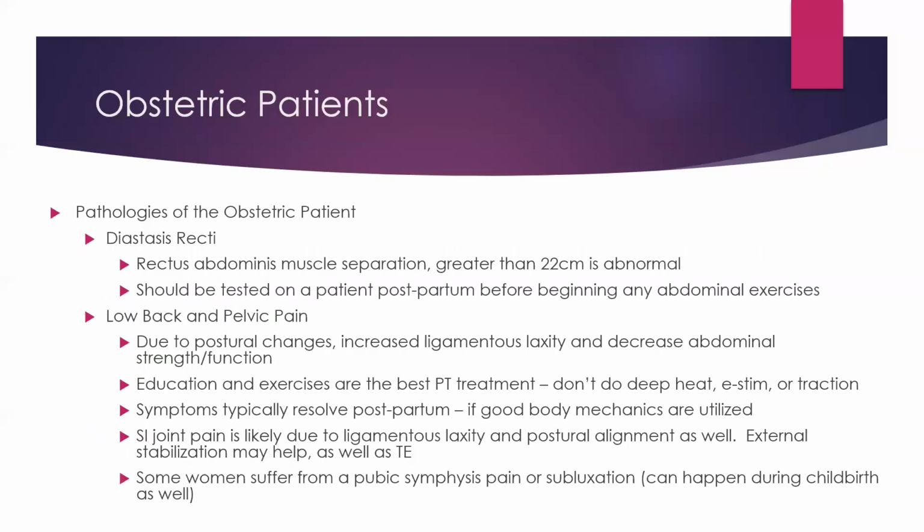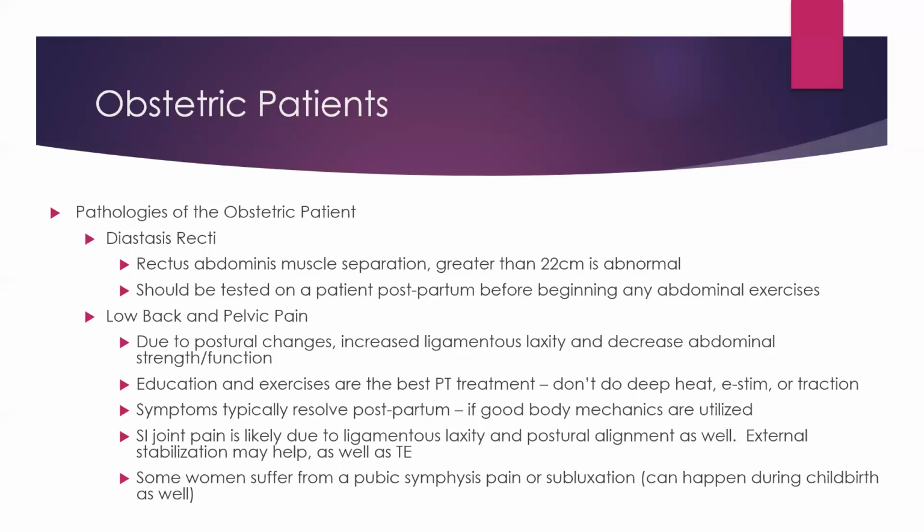Diastasis recti is probably one of the words you'll hear that most women are worried about. This is where the rectus abdominis muscle separates, and that's usually right at the linea alba. And it can be greater than 2.2 centimeters, where we get abnormal. It should always be tested on the patient postpartum before beginning any abdominal exercises, right? Vertical abdominal exercises are going to be problematic. The straight up standard crunch or sit up is going to be a problem if they have this diastasis recti.